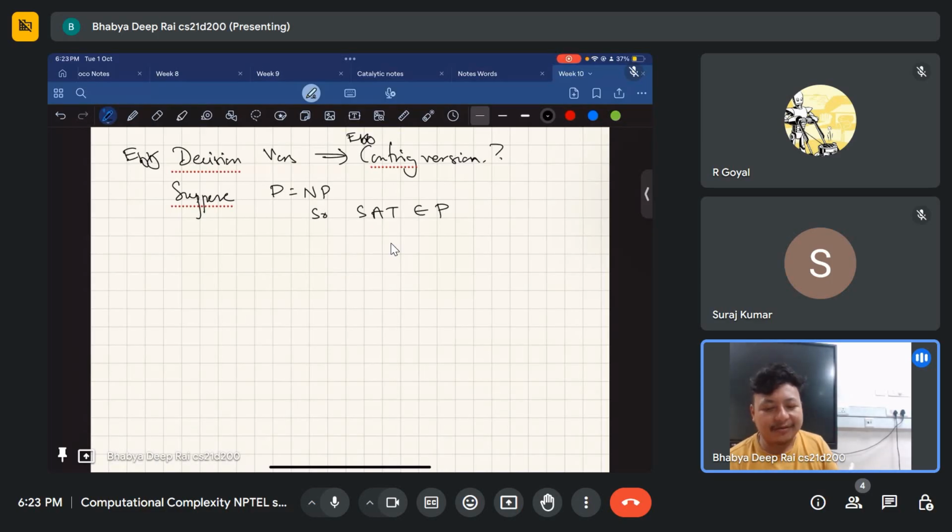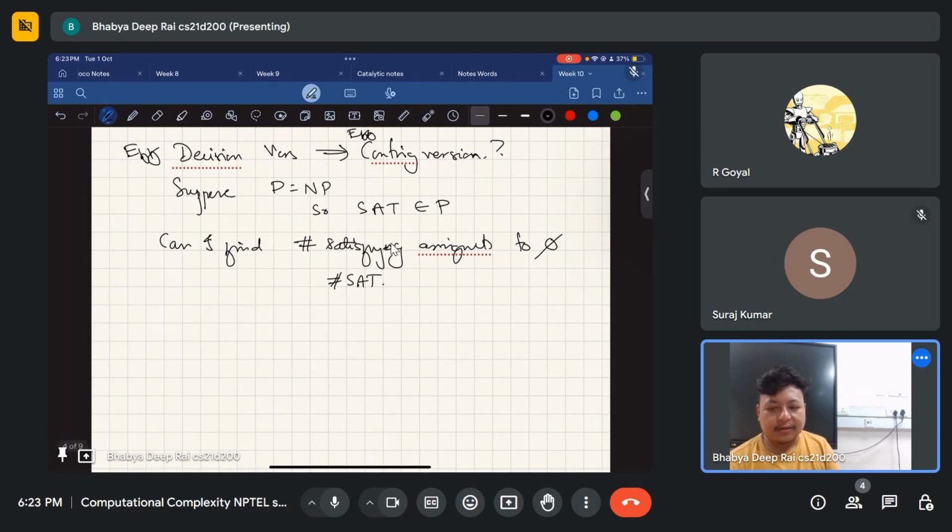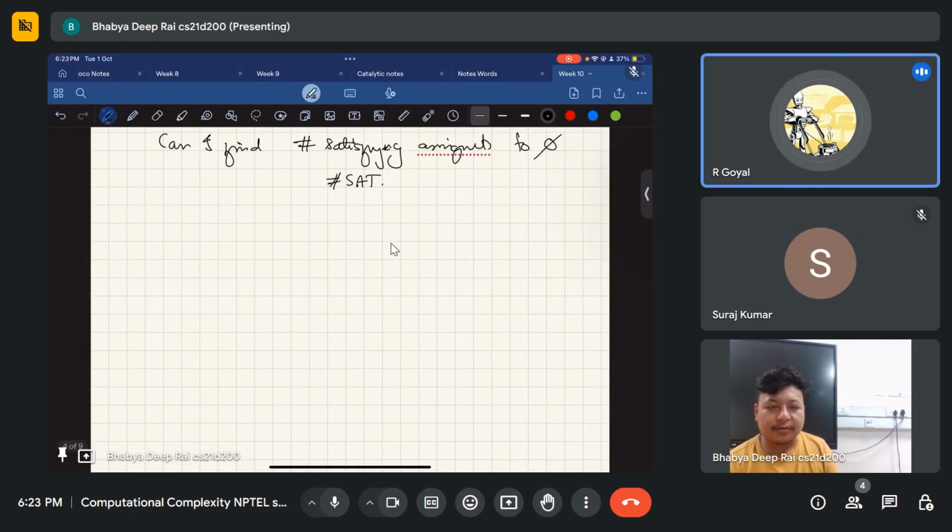Can I also find the number of satisfying assignments to a formula phi? That is nothing but #SAT. Can I do that easily? That is the question. I do not think that it would be that easy, because even if SAT runs in polynomial time, I do not know how many times I'll keep on getting satisfiable answers.